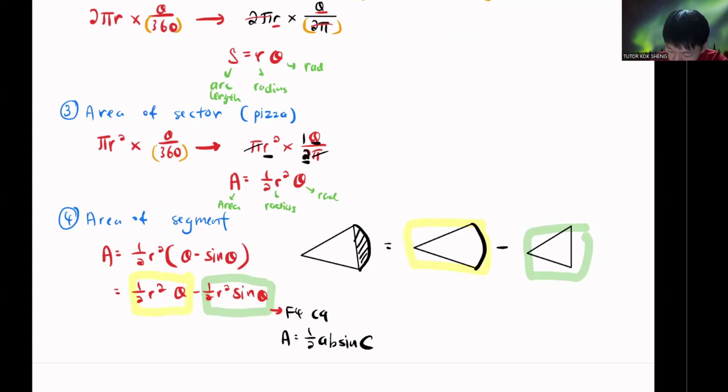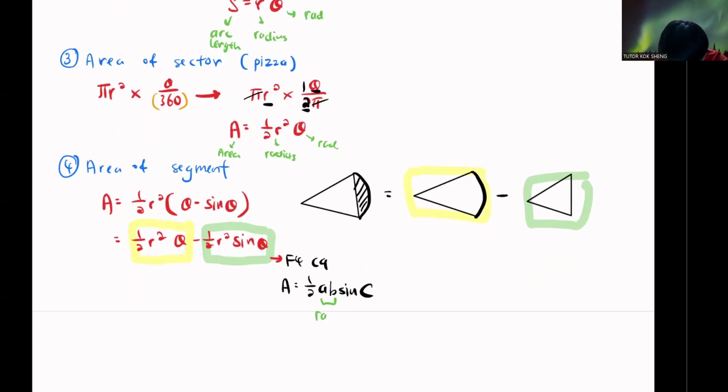So A and B, these two represent the radius. These two are the radius, which is here and here. And the sine C will be the angle between the radius. That is why the formula here is r squared, because the radius, same length, times together must be power 2, right? And then the sine theta, theta will be the angle. But for sine theta, this theta must be in degree. This one is in degree. This one is in radian.